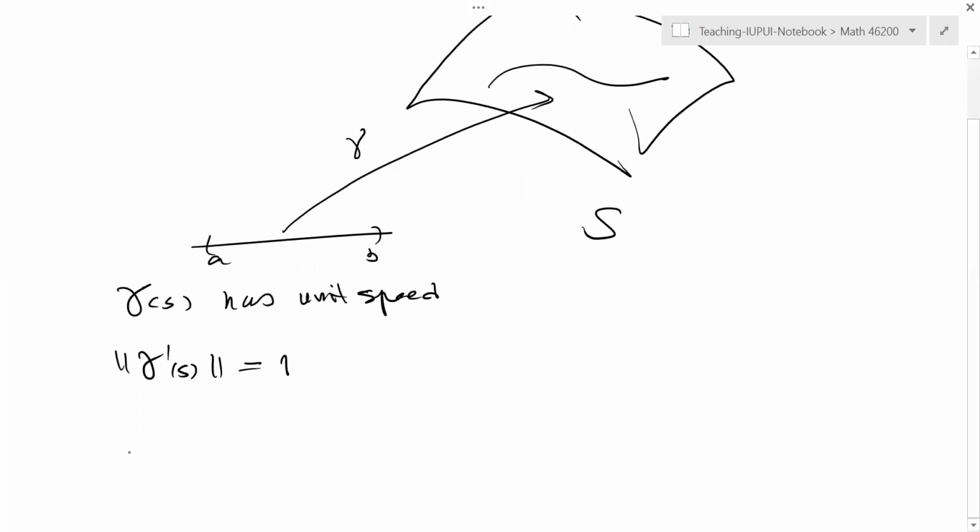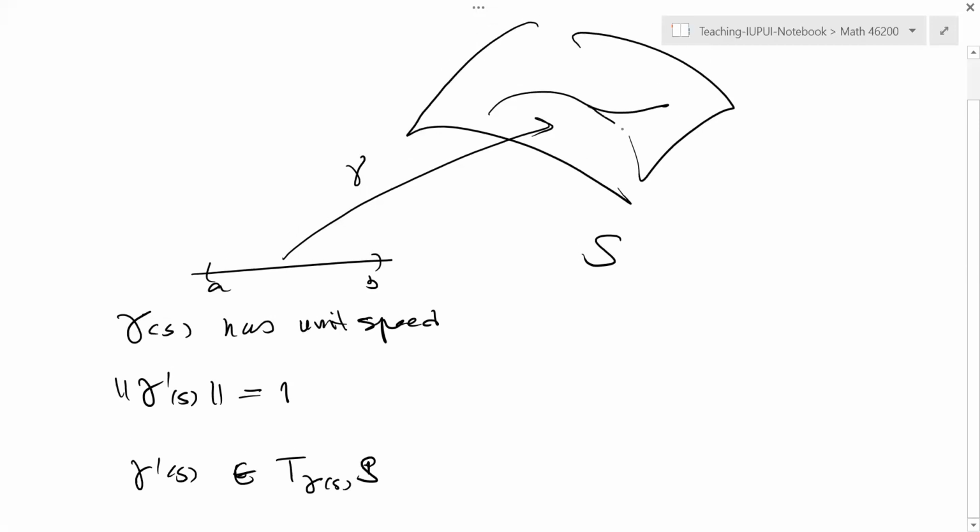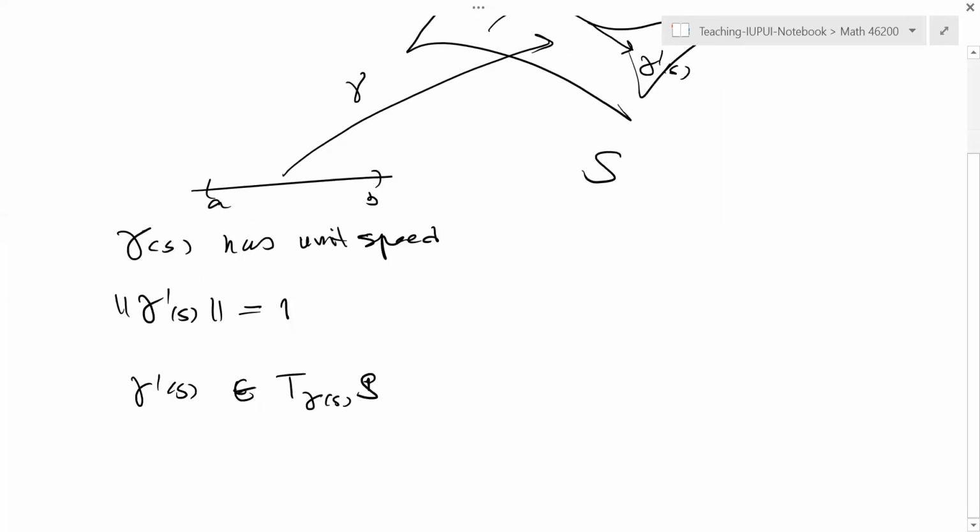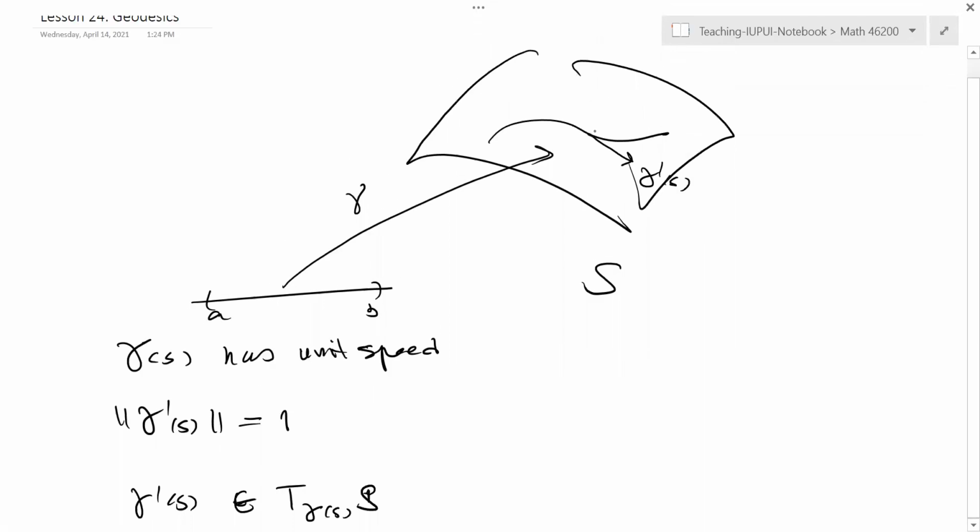Then we see that, first of all, this is a tangent vector to the surface. So let's draw this. This is a tangent vector. And we also know that for the tangent plane, we have a normal vector n. This is already pre-existing.